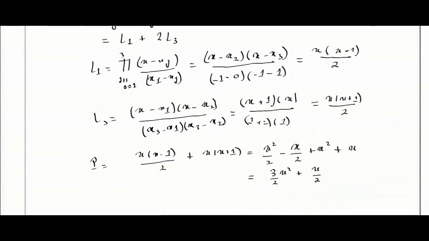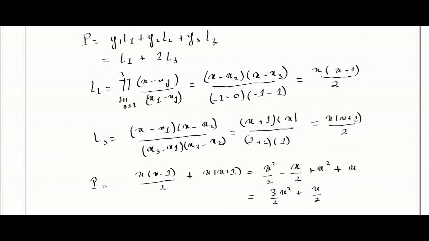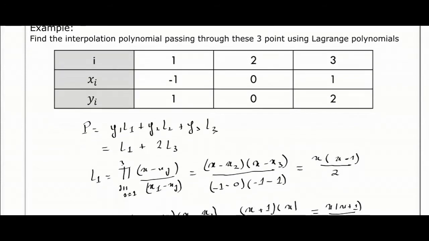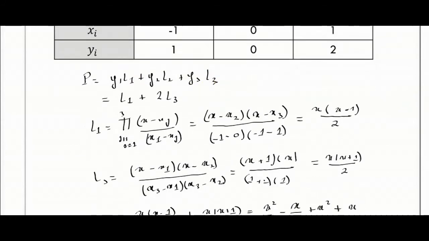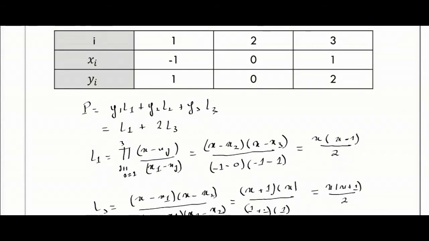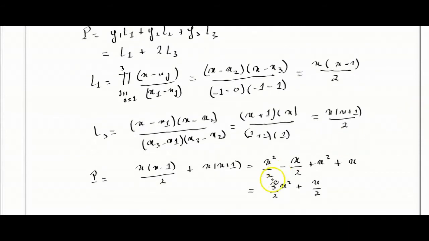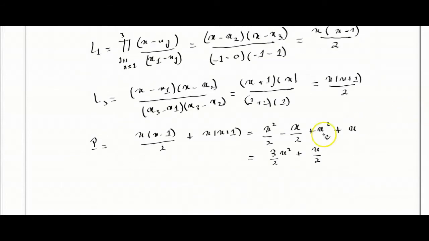Now we can verify that this interpolation polynomial passes through the points (xi, yi). If I take P of minus 1, I find 3 halves minus a half, which is equal to 1. If I take P of 0, this is 0. And if I take now P of 1, it gives me 2.